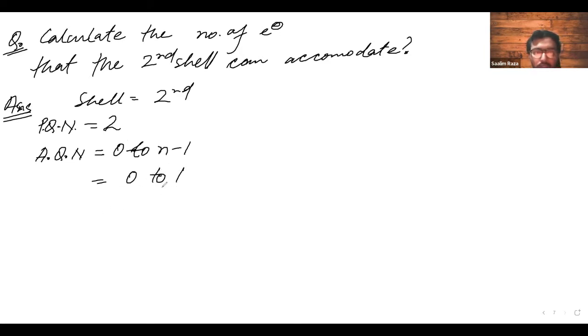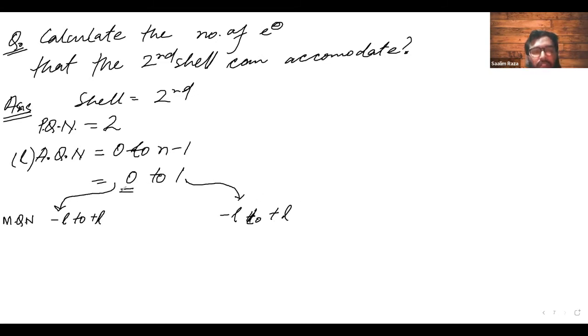That means we have 2 azimuthal quantum numbers. For each azimuthal quantum number, which is L, we will have magnetic quantum numbers, minus L to plus L, including 0. For L equal to 0, this will be 0. For L equal to 1, this will be minus 1, 0, plus 1.